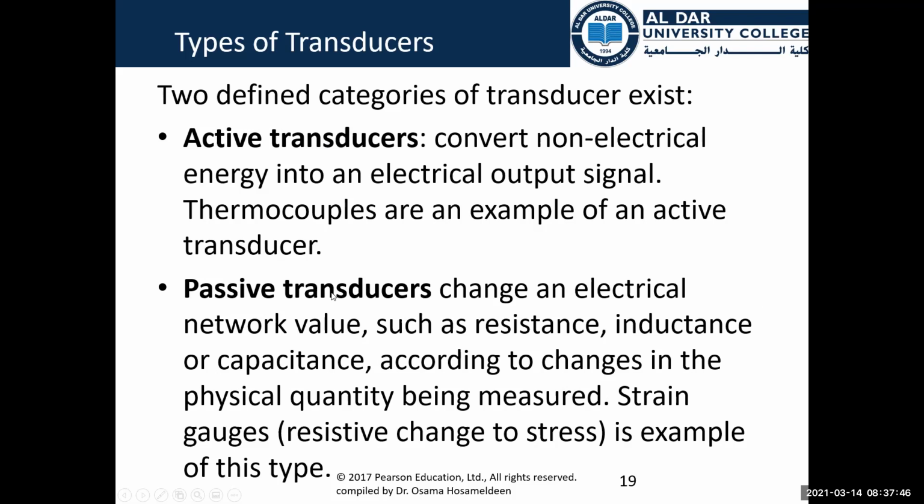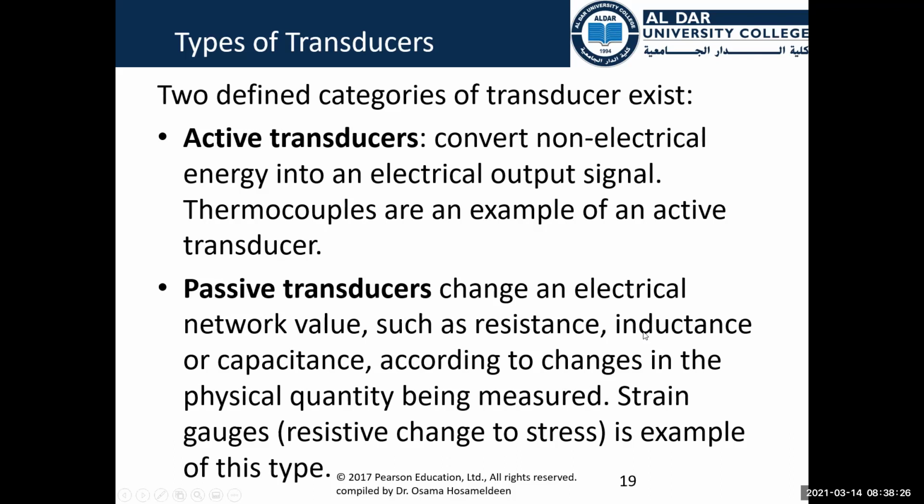But here we have an electrical signal already used in the transducer, and then we convert it to another value according to the physical phenomenon that we are measuring. Okay, so this is the main difference between these two types. The active transducer is converting non-electrical signal to an electrical signal, but this one is using an already existing electrical signal and changing its value according to the physical quantity that is measured.